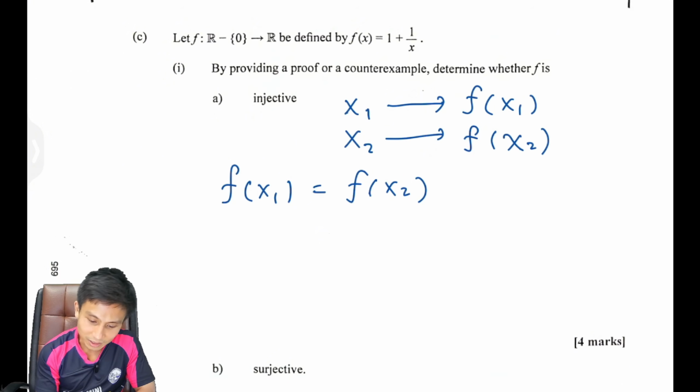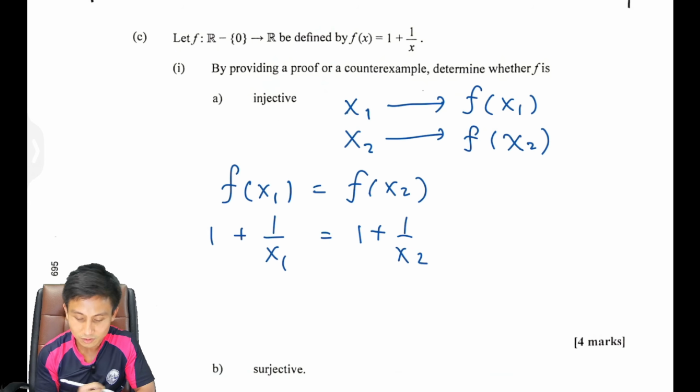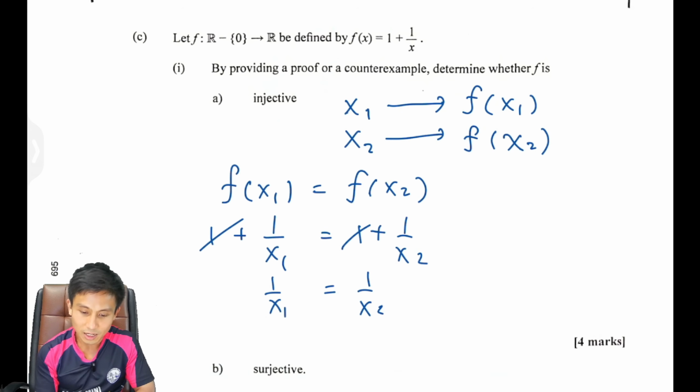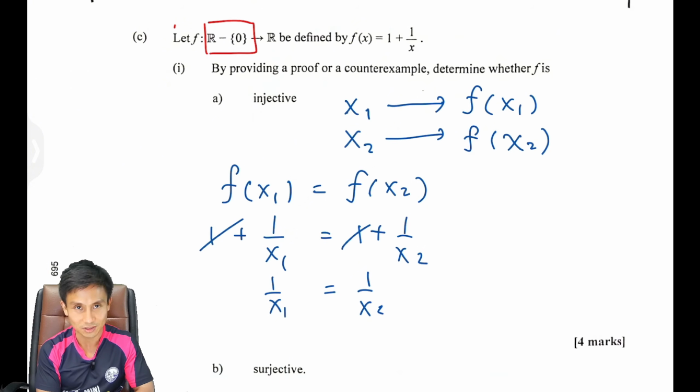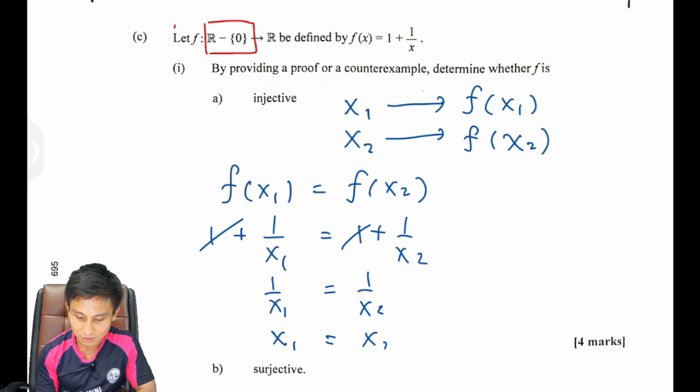But if we plug in the function there, on the left side we're going to have 1 plus 1 over x1 equals 1 plus 1 over x2, right? So the 1 cancels here. What I have there is 1 over x1 equals 1 over x2. Now, because we know that the domain cannot take 0 anyway, we can simplify that to x1 equals x2.